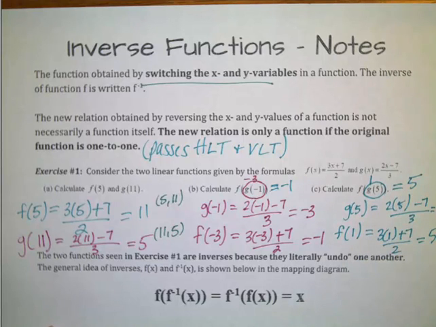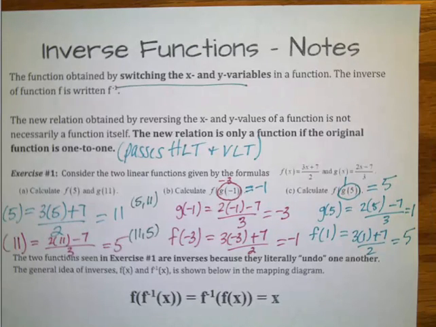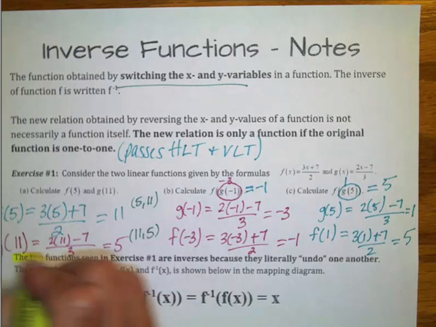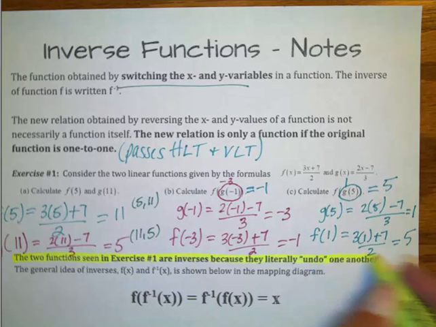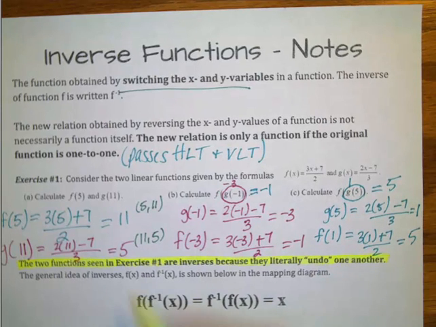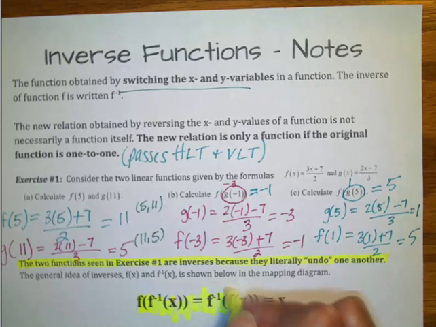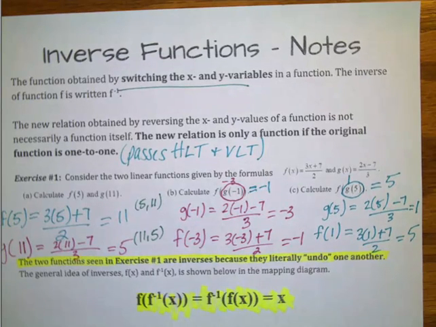So what does it mean when you do a composition of a function and you end up with the exact same thing you started with? You end up with x. Well, the two functions seen in exercise 1 are inverses because they literally undo one another. So when you perform a composition and you end up with what you started with, you end up with x. So that's what this is saying. They are inverses.